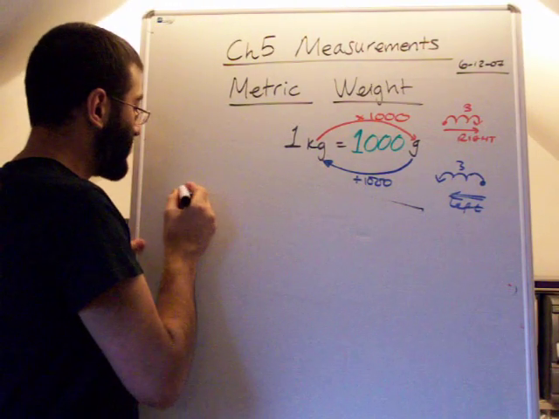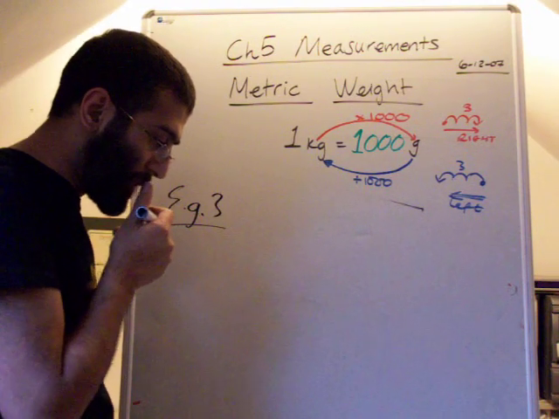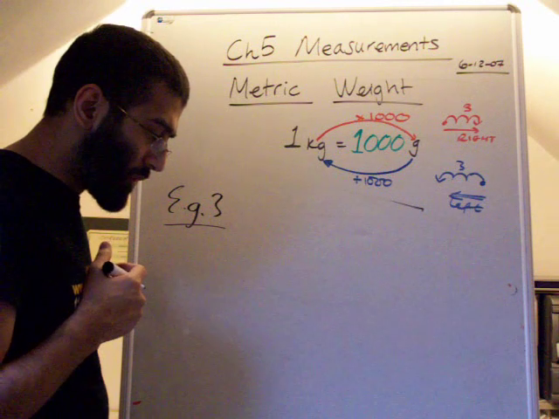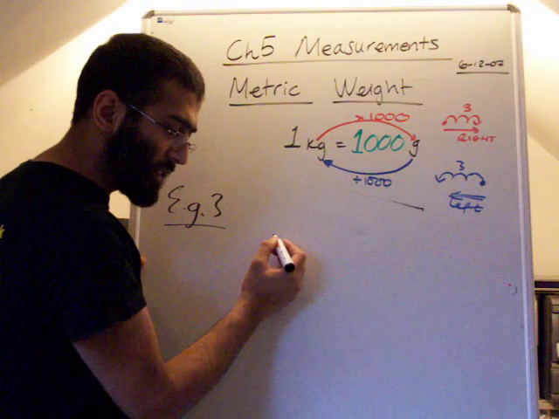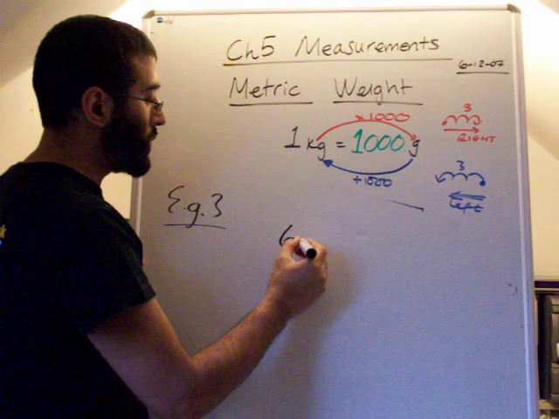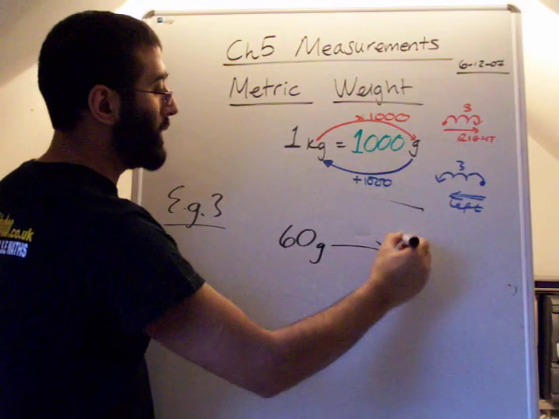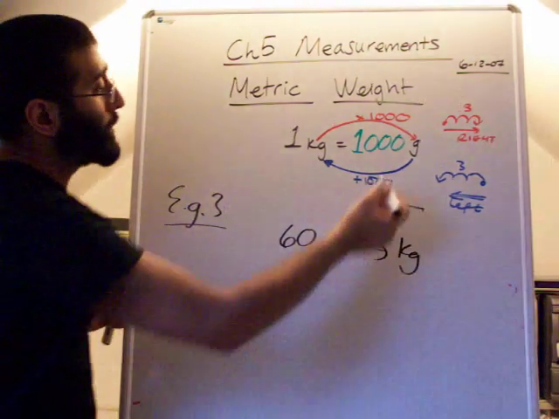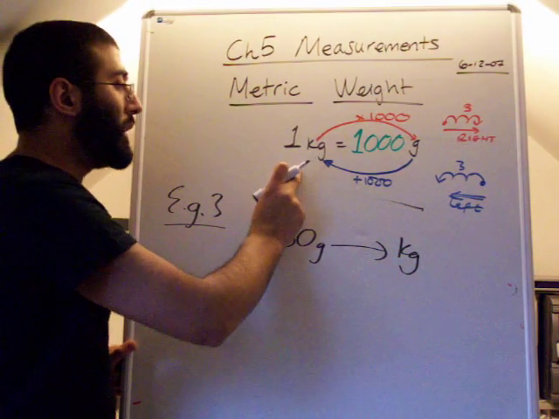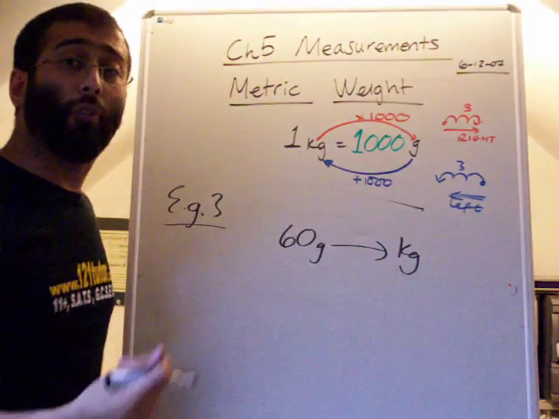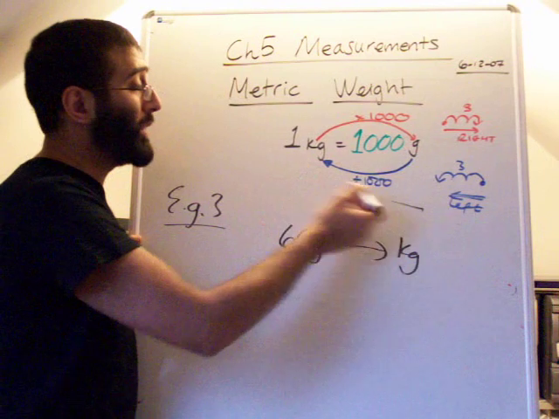Example number 3. Actually, this is going to be a completely new question, my own question. We have 60 grams, I'm going to convert that into kilograms. So again, if you go back to the identity, 1 kilogram equals 1,000 grams. Get this into your head. Keep on saying it. 1 kilogram is 1,000 grams. Keep on writing it down. The more you write it down, the more you'll see, the more your brain will learn it. I want to go from grams to kilograms, so I divide by 1,000.